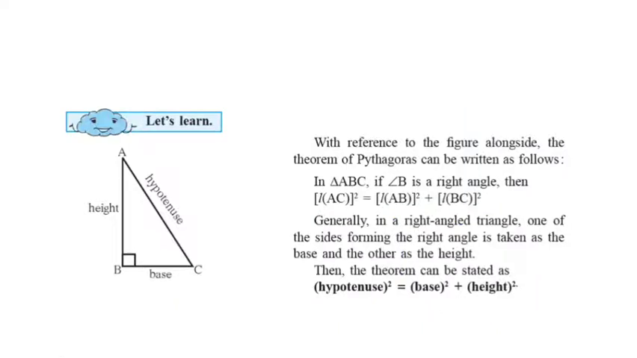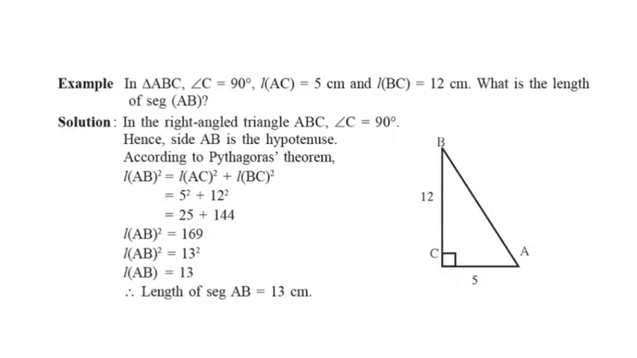We will solve an example on this theorem. Hypotenuse square is equal to base square plus height square. That is the Pythagoras theorem. Example from your textbook. In triangle ABC, angle C is equal to 90 degrees. So first of all we have to see that angle C is the 90 degree. See that angle C is 90 degree. Length of AC is 5 centimeter and length of BC is 12 centimeter.